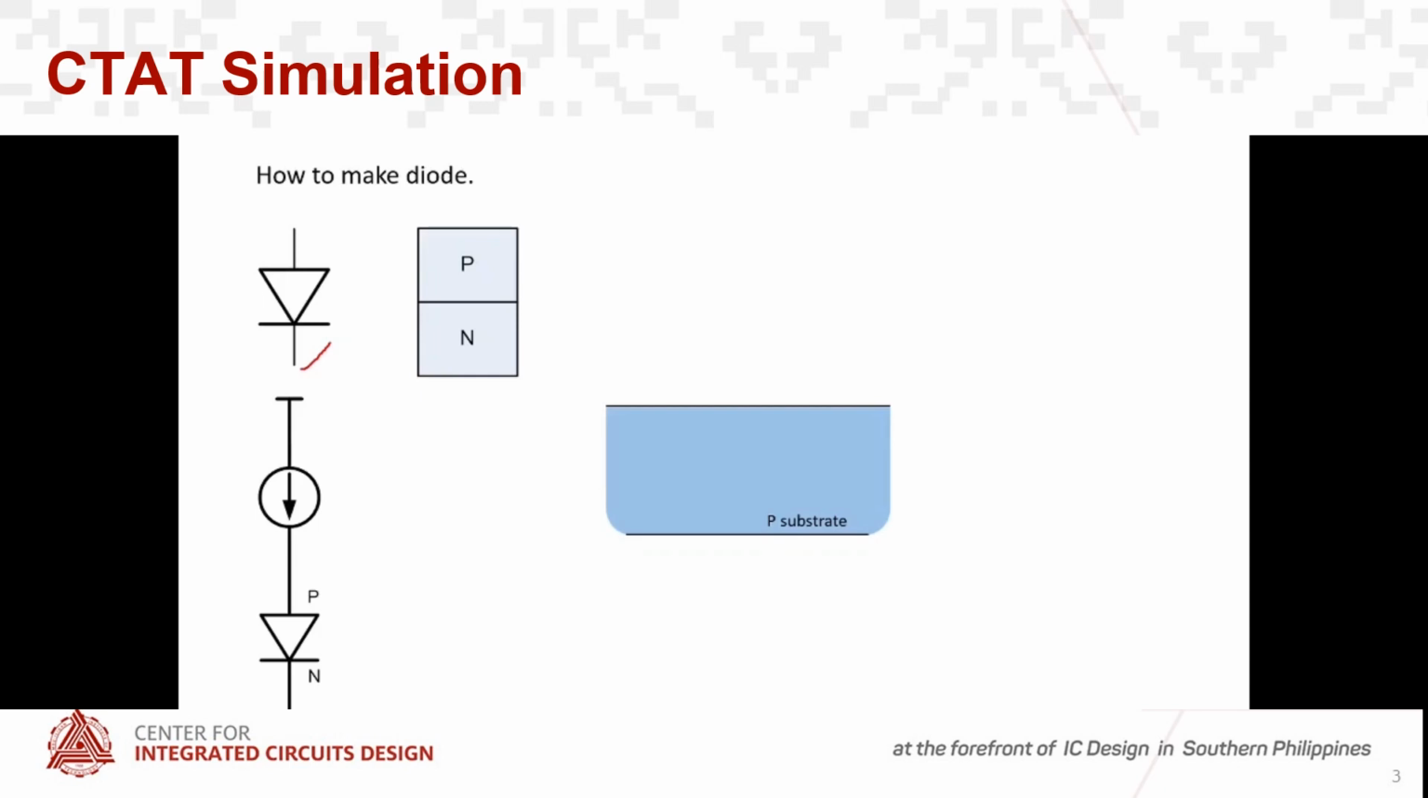All of the analog circuits in the CMOS process are basically formed in the P substrate. So to form a PN junction, we can implant an N plus here. With that, we have a PN junction, right? So we have here the anode connected to the P, and the cathode connected to the N.